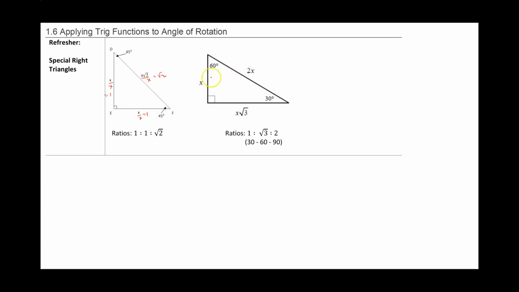Same thing over here. For 30, 60, 90, we have x, x radical 3, and 2x. If you divide all these by x, then this gives you 1, radical 3, and 2. So for a 45, 45, 90, opposite of 45 and 45, it'll be 1 and 1, and opposite of 90 will be radical 2. For a 30, 60, 90, opposite of 30 will be 1, opposite of 60 will be radical 3, and opposite of 90 will be 2, as you can see here.